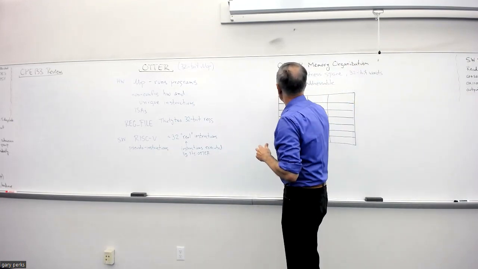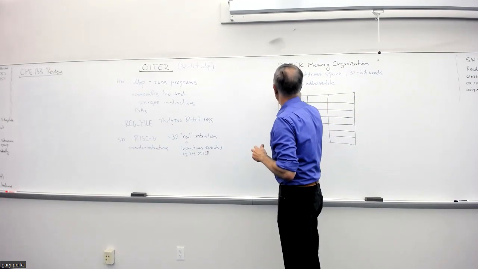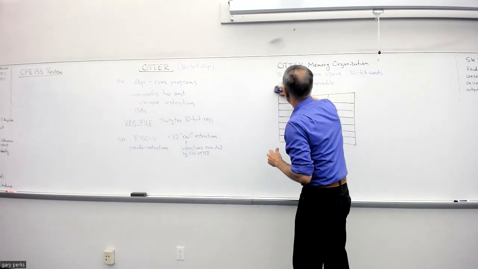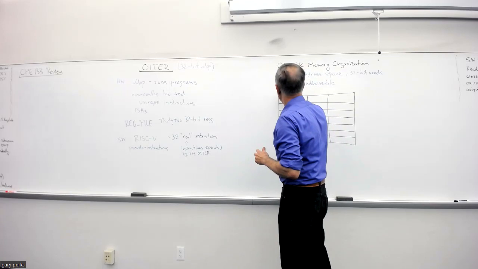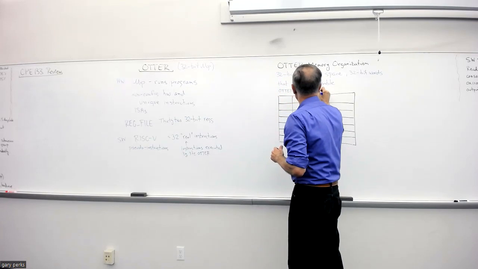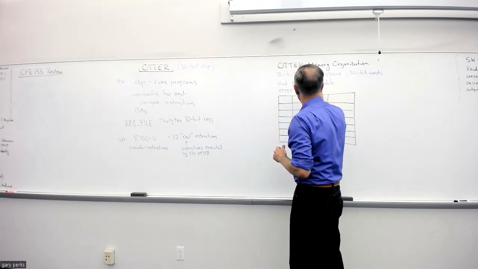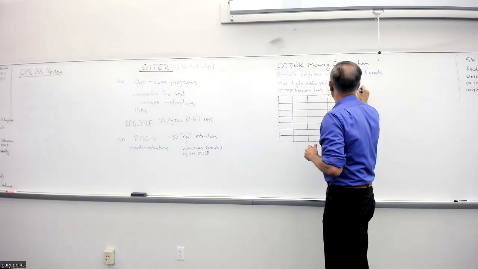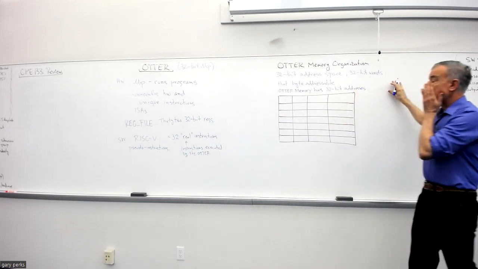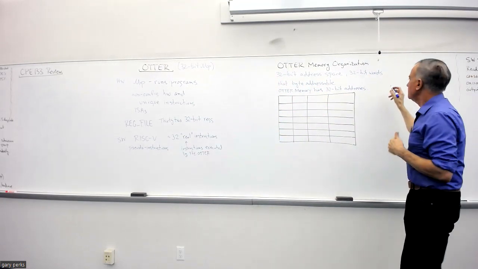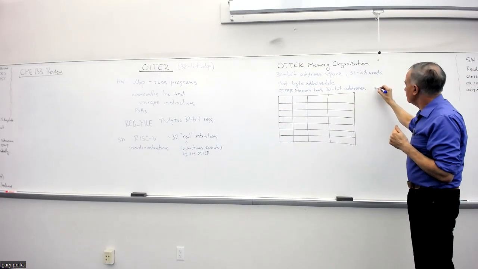Now, each 32-bit word, or actually, let me phrase it this way. The Otter memory has 32-bit addresses. So whether the address is for a word or whether the address is for a byte, they're 32 bits. So that means our lowest address.